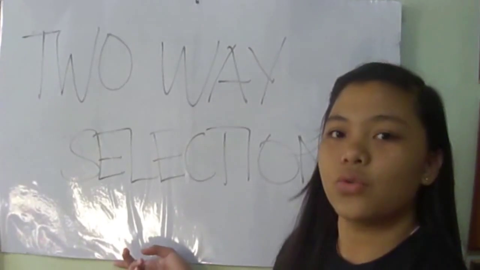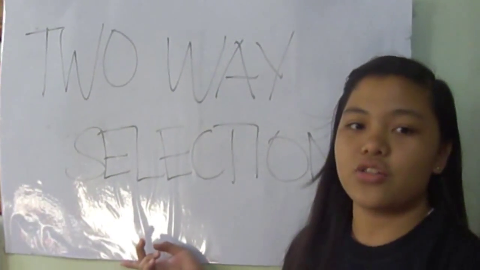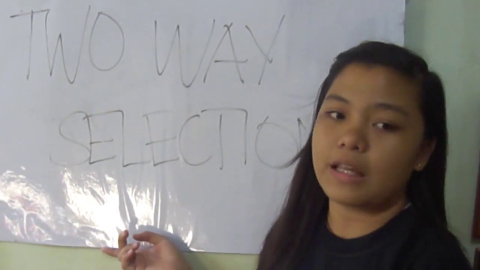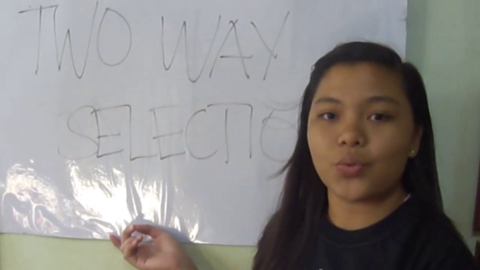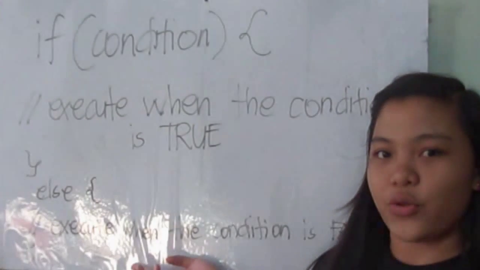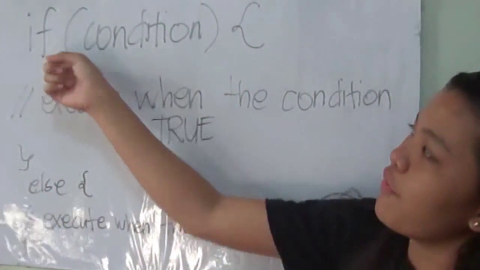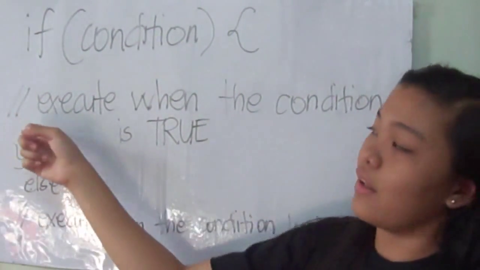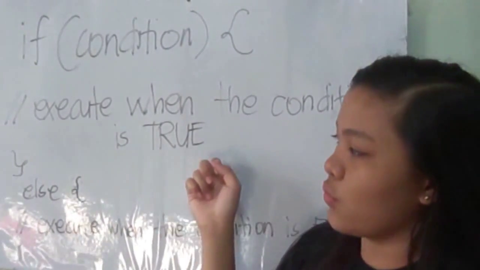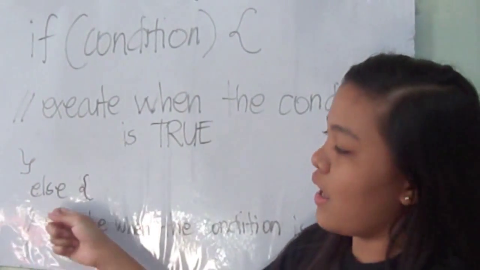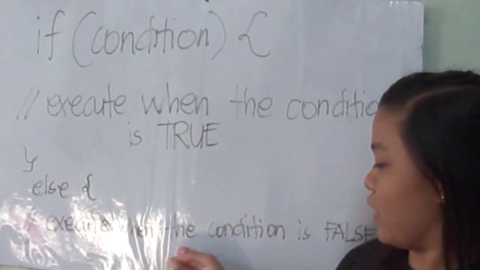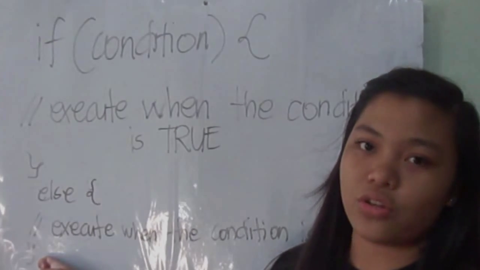The next is the two-way selection. In this selection structure, an if statement can be followed by an optional else statement, which executes when the Boolean expression is false. This is the syntax for two-way selection. If followed by the condition, open curly brace, followed by the statement executed when the condition is true, close curly brace, else, open curly brace, followed by the statement executed when the condition is false, then close curly brace.